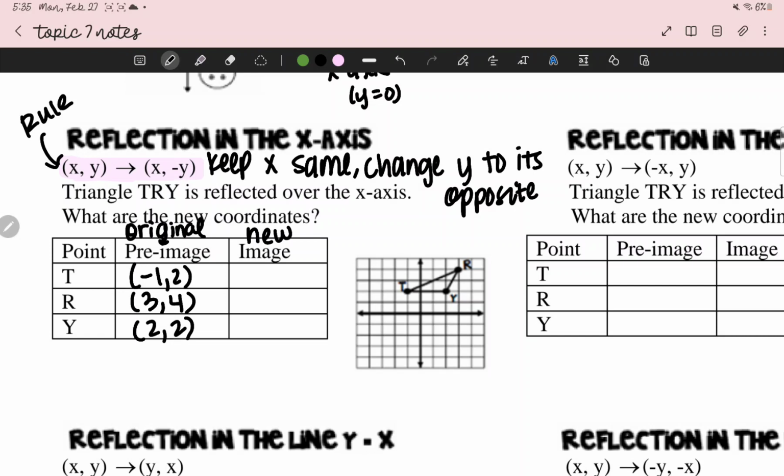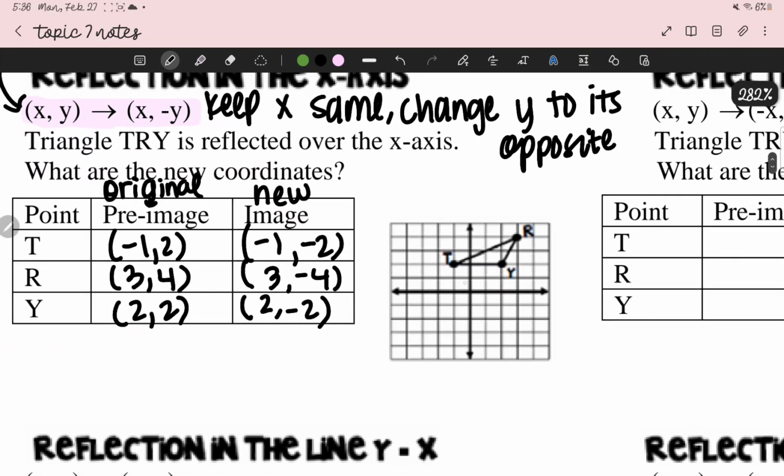All right, so we're going to go from (x, y) to (x, -y), so keep x exactly the same: -1, 3, 2, and the y becomes its opposite. That's what that means. So 2 becomes -2, 4 becomes -4, and 2 becomes -2 again. And I'm going to go ahead and graph that.